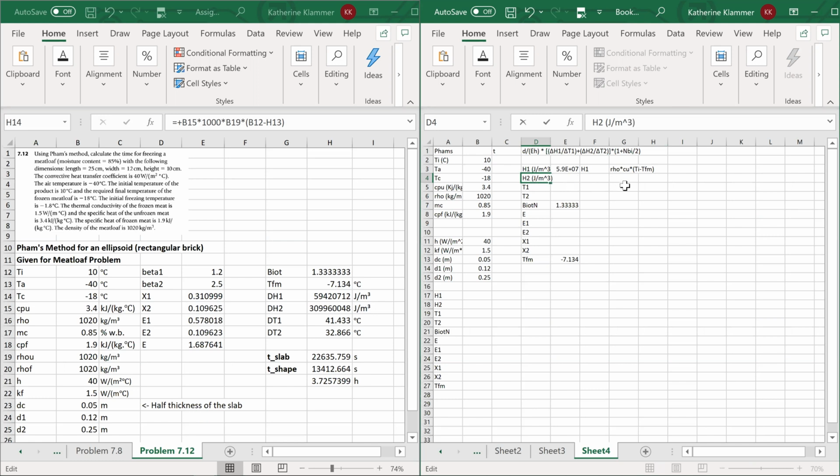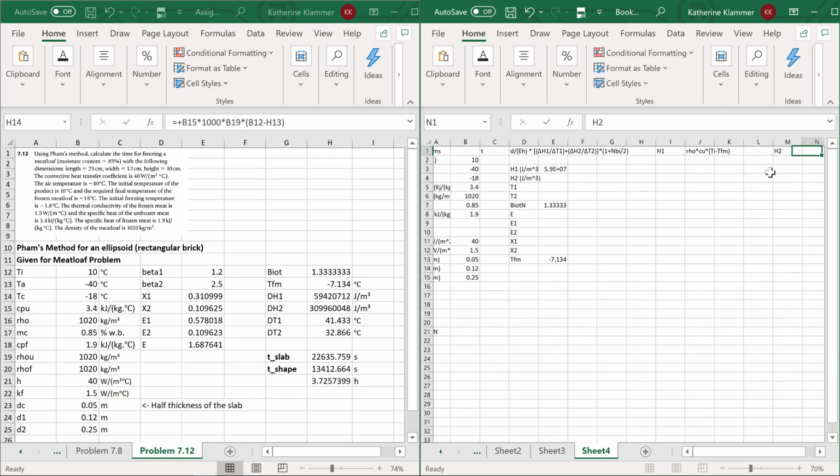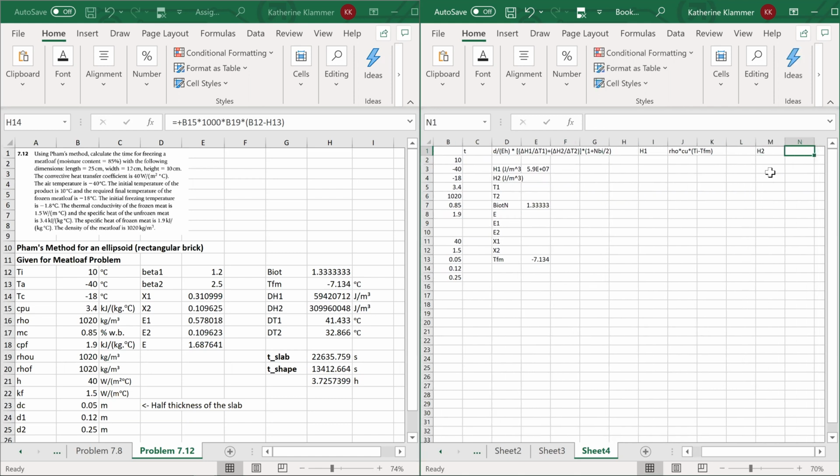Okay, and for H2, it's pretty much the same thing, except you're doing it a little bit different. So I'm going to move these over so it's a little bit more clear. So now H2 is equal to rho again, but this time it's the rho of the frozen, which again, like we talked about, is the same as the rho of the non-frozen.